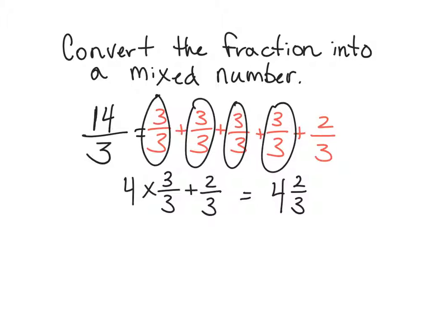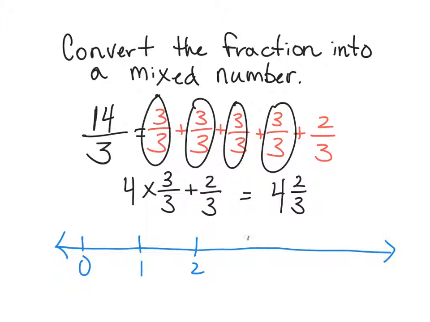Well, how does this look with a number line? We have 0, we have 1 whole, 2 wholes, 3 wholes, 4, and 5. Now what we want to show is this 14 thirds on a number line. And since we are doing it in thirds, we need to cut this up into thirds. So let's go 1, 2, 1, 2, 1, 2, 1, 2, 1, 2. And we're going to place our 14 thirds on the number line.